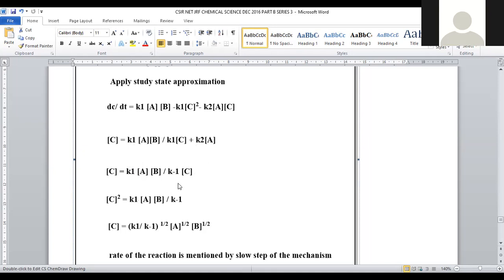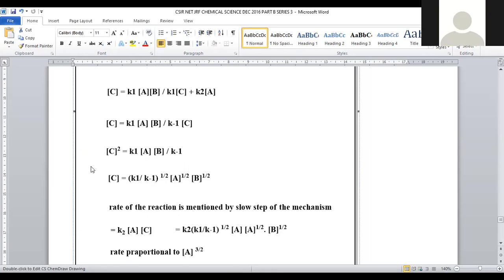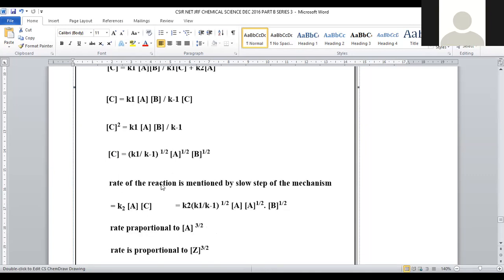From this equation it is clear that C can be taken to the left hand side, so that C square becomes K1 AB by K inverse. Now this is the equation for C square. Taking the simple concentration of C, the concentration of C is given by K1 by K inverse whole to the power half, A to the power half, B to the power half. This is about the concentration of C.